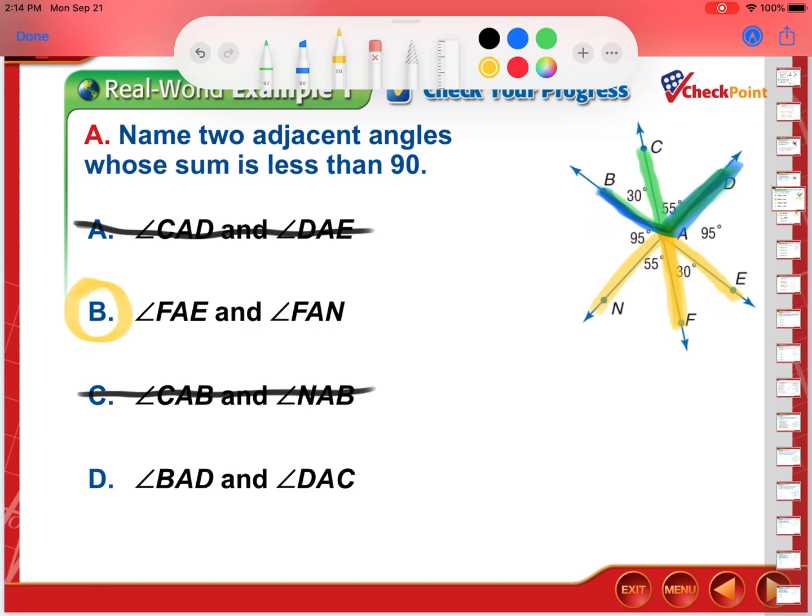So BAD encompasses this whole area in here, and then DAC encompasses this area here. And so we have this overlapping, this overlapping blue and yellow here, and we can't have that. So that one's a no-go as well. So our answer has to be B.